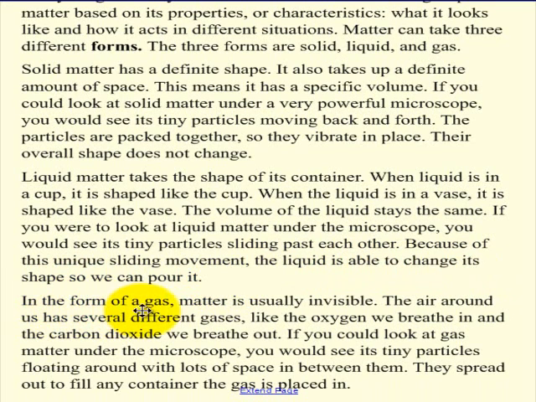In the form of a gas, matter is usually invisible. The air around us has several different gases, like the oxygen we breathe in and the carbon dioxide we breathe out. If you could look at gas matter under the microscope, you would see its tiny particles floating around with lots of space in between them. They spread out to fill any container the gas is placed in.